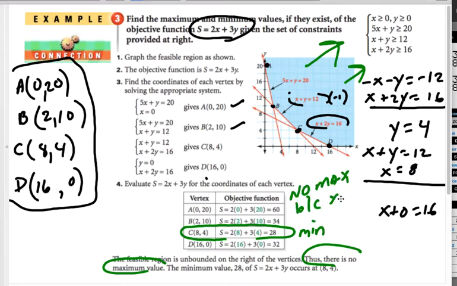because x goes to infinity and y also goes to infinity. They're not bounded in this direction. So no max, and the min is 28 at (8, 4). Cool. Let's walk through another example.